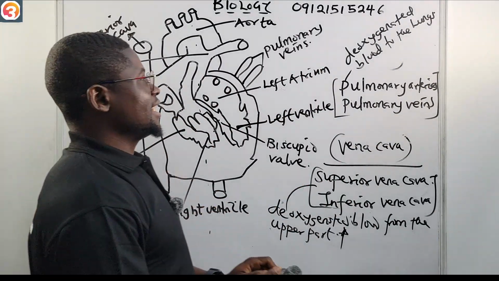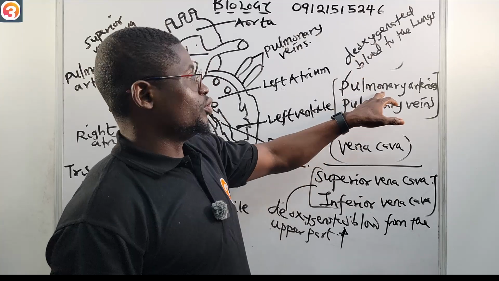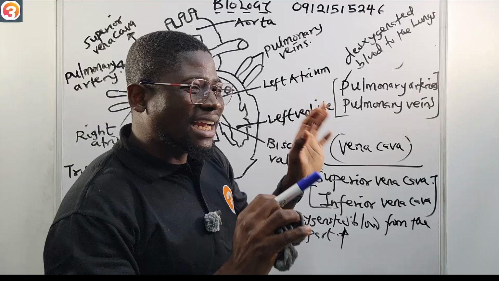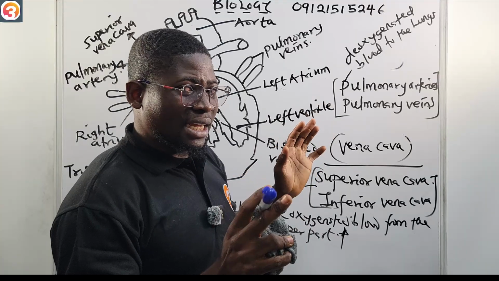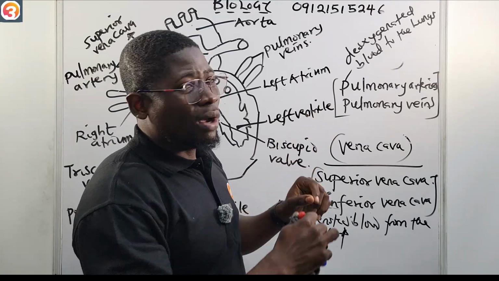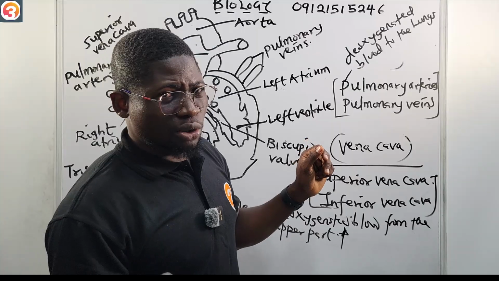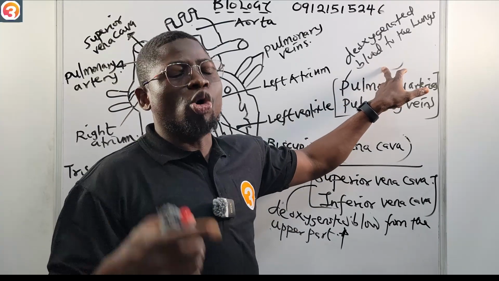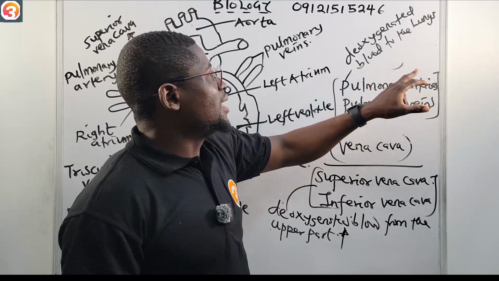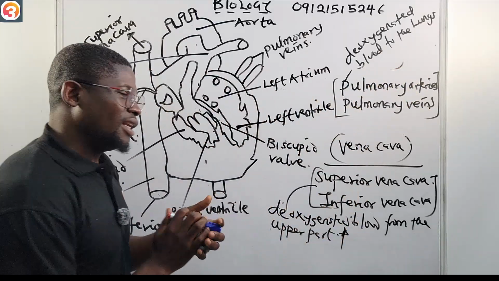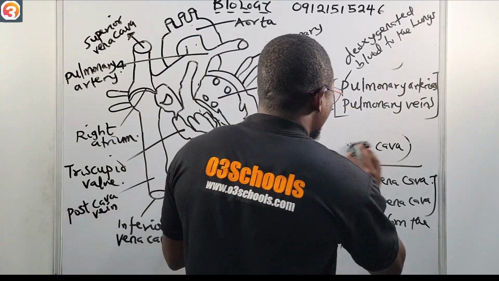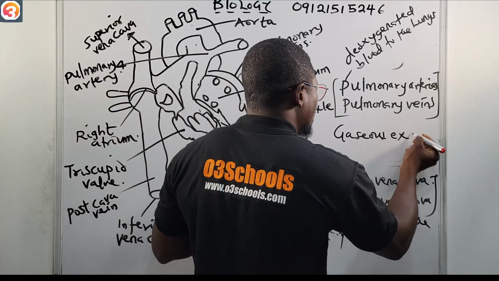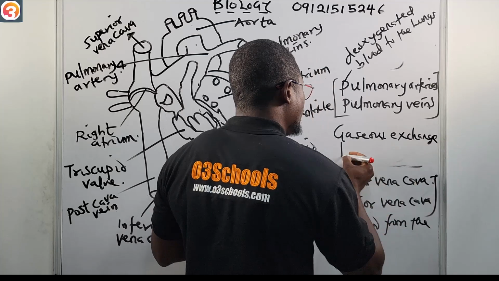and taken it to the lungs through the help of this pulmonary artery. That's why we say this pulmonary artery is very special, because arteries do not carry deoxygenated blood, they carry oxygenated blood away from the heart to the tissues. But this pulmonary artery carries deoxygenated blood to the lungs. So now when the blood gets to the lungs, what happens? Something we call gaseous exchange happens.